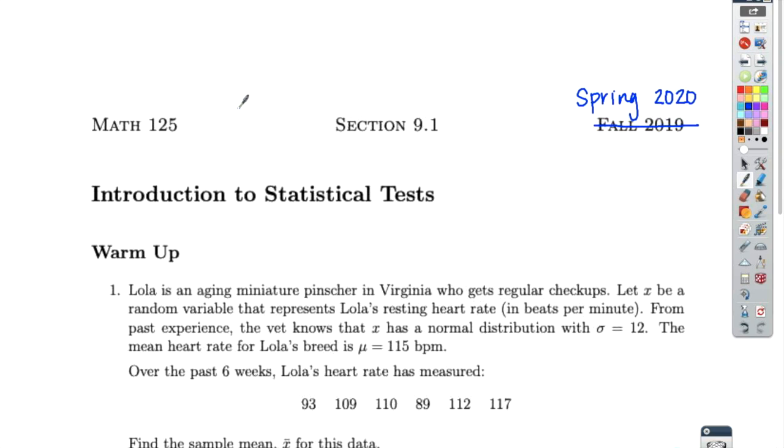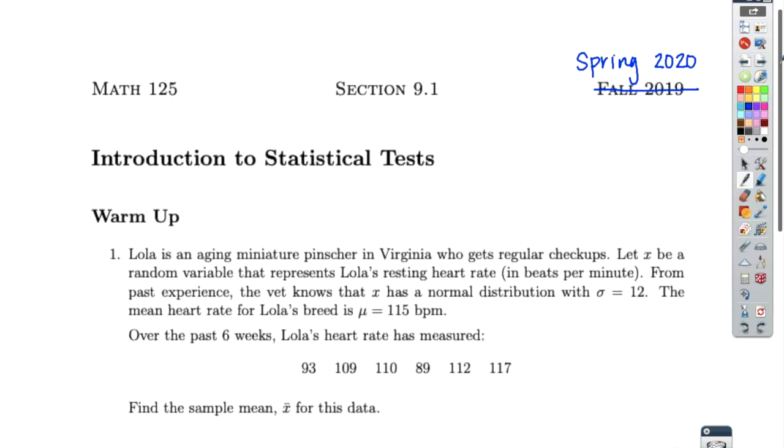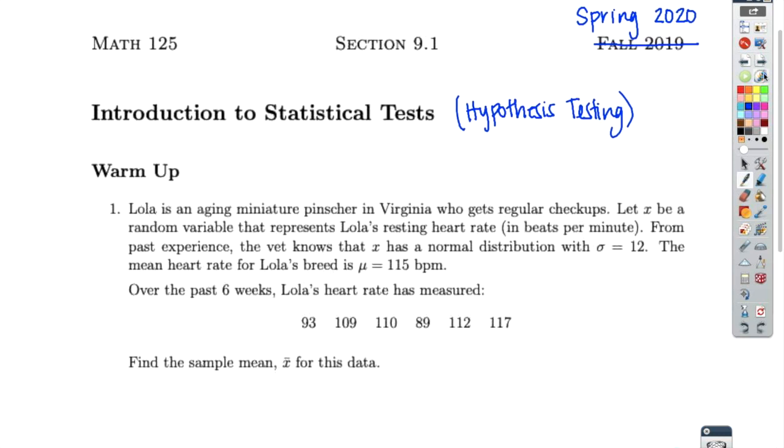Welcome to chapter 9. In chapter 9, we're doing something a little bit different than what we've done before, but we are going to be using some of the same tools that we learned about in chapter 8. What we're doing is something called statistical tests. Another name for this is hypothesis testing. We are testing basically a guess that we're making about some data. So let's jump right in with a warm-up.